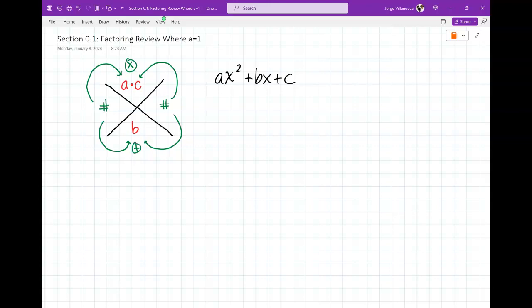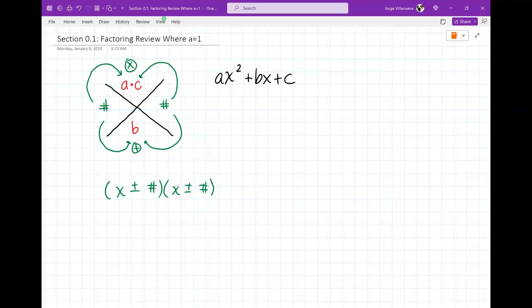Now, normally, once you find those two numbers, you're supposed to divide by a, if a isn't a 1. But in our case for today, a is always going to be a 1, so you're not going to have to divide anything out. You'll just get those two numbers and write them out as factors. So it's going to look something like x minus some number or plus. I'm going to put plus or minus because I'm not sure if it's going to be positive or negative. But you're going to write it like that and you're done.